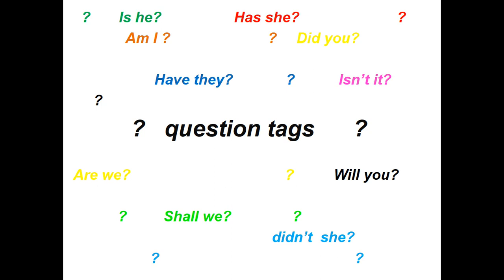What are they? These are question tags. We have: isn't it? Did you? Have they? Shall we? Didn't she? Is he? These are question tags. What are these? These are question tags. Do not forget, okay?